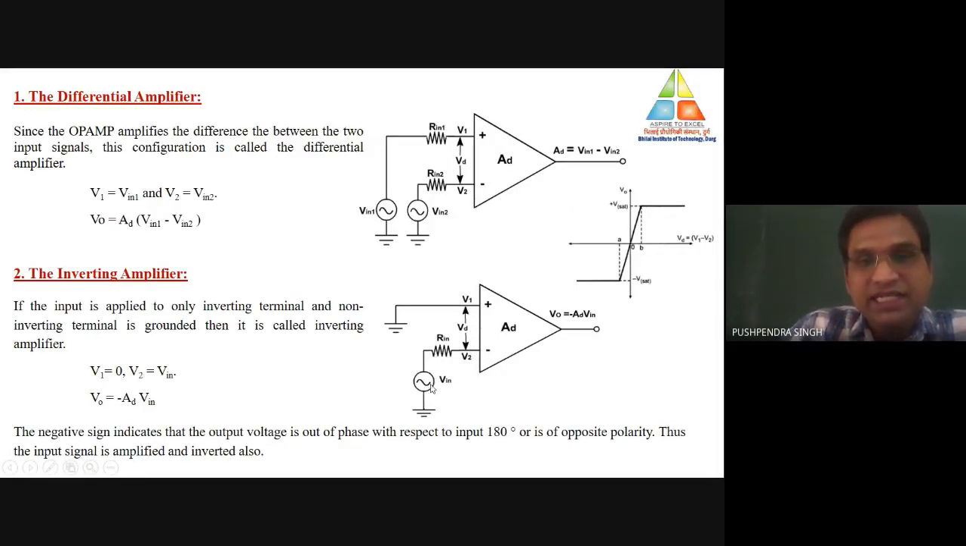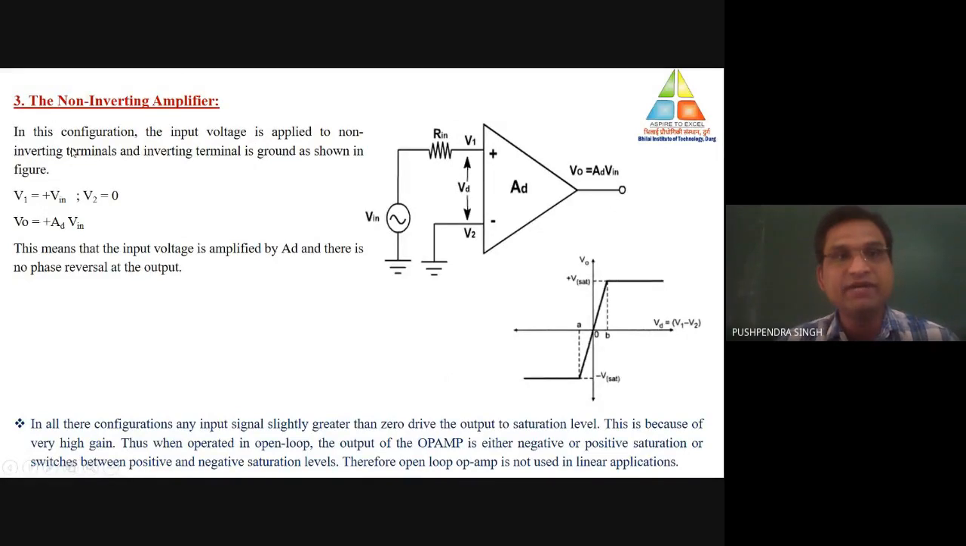If the input signal is applied at the inverting terminal of the op-amp, then that is called an inverting amplifier. And because there is no feedback between the input and output terminals, it is an inverting amplifier in open loop condition. In the case of an inverting amplifier, the value of V0 is minus AD into Vin. And in the case of a non-inverting amplifier, the input signal will be applied at the non-inverting terminal of the op-amp. So these are the different types of amplifier circuits whenever the operational amplifier is connected in open loop configuration.